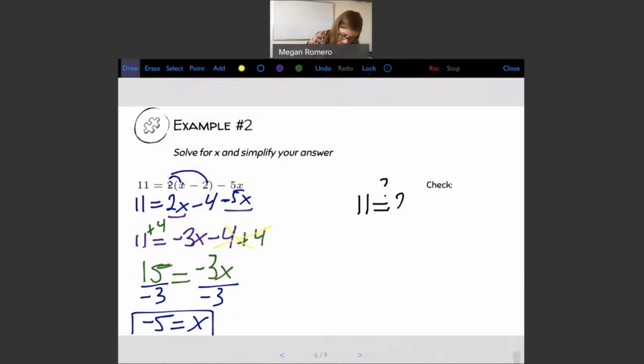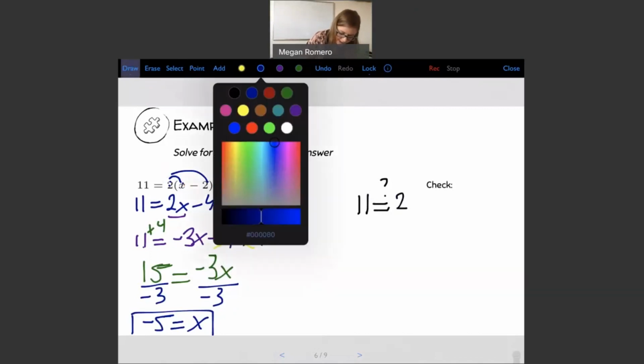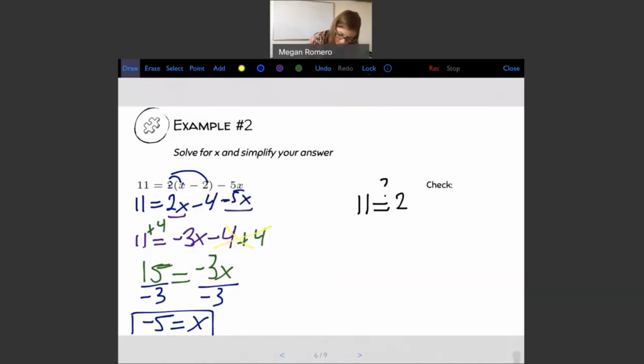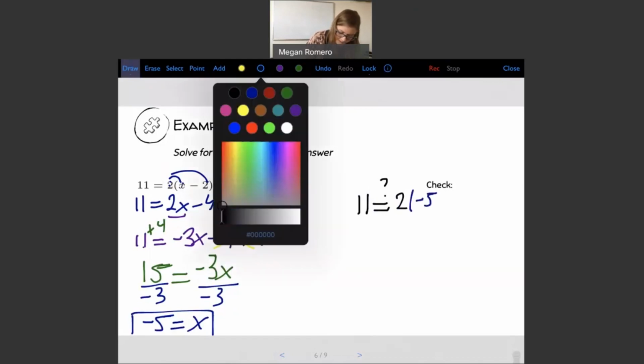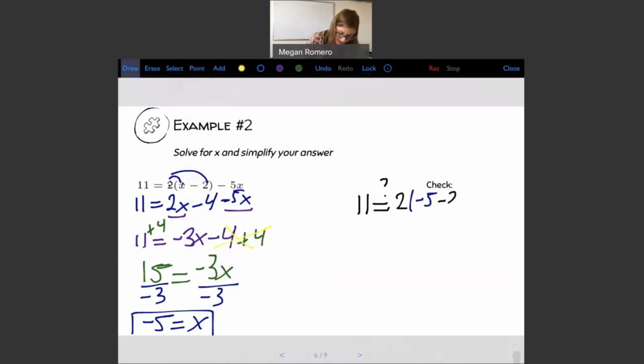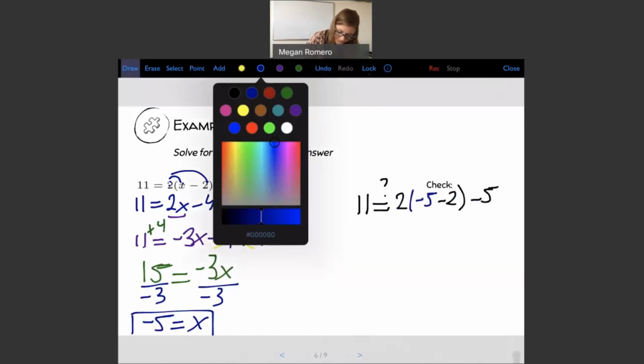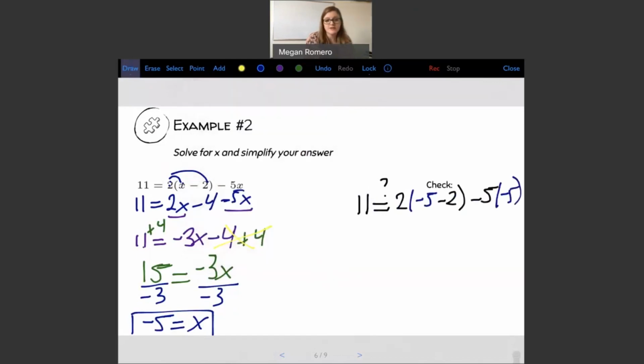We have 2, and then I'm going to plug in the value that we got for x. And notice I'm keeping the original in one color and what we're plugging in for x in another color. Okay, so now we want to determine if this is true. We want to determine if the left-hand side is in fact equal to the right-hand side. So we have 11 equal.